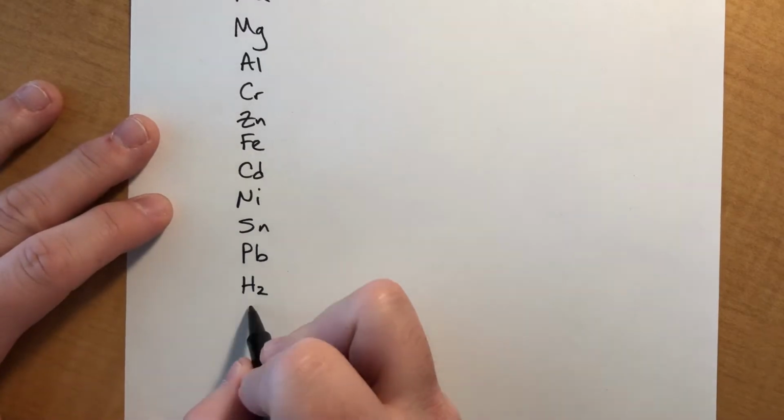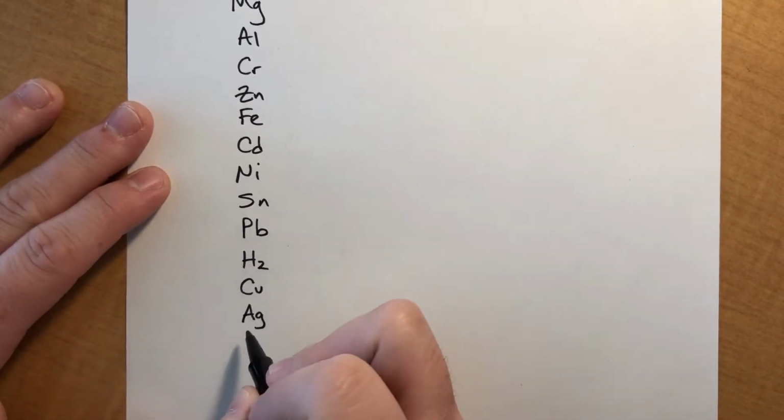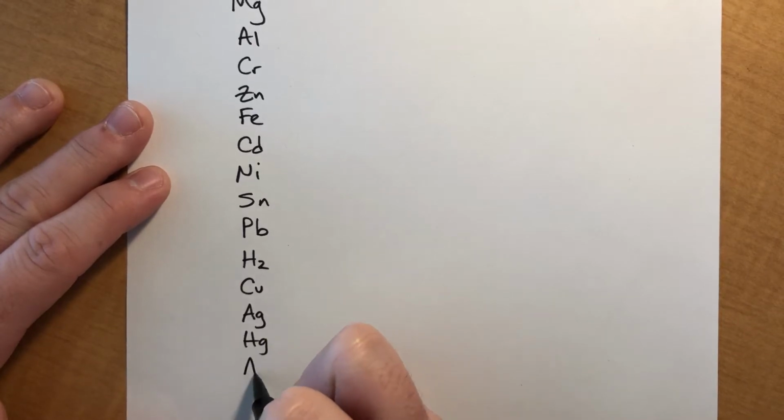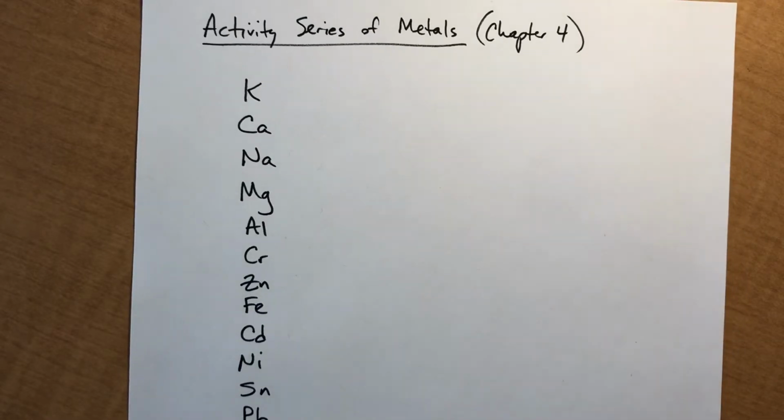hydrogen is counted as a metal. I've always visualized hydrogen as a metal, copper, silver, mercury, and gold. Okay, so it doesn't even all fit on one screen. That's okay. So this is the giant list. Now what we have is a giant list. So what does this mean?